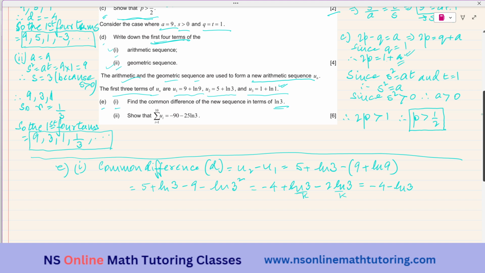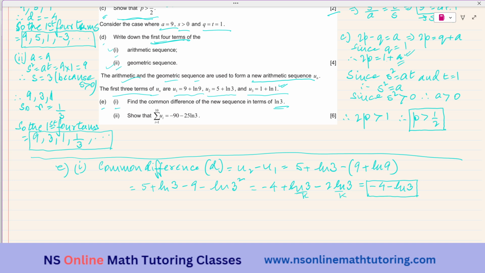Many students will be getting confused as soon as you are seeing you have to subtract two ln's. Why? The arithmetic rule will not be changing because of ln. You just substitute one variable in place of ln in case you are getting confused. Ln of 3, I am taking it as k. So it is plus k minus 2k, which will be equal to minus k. So this is minus ln of 3. Okay. So this is the common difference in terms of ln of 3.